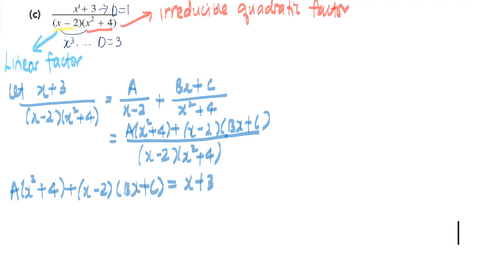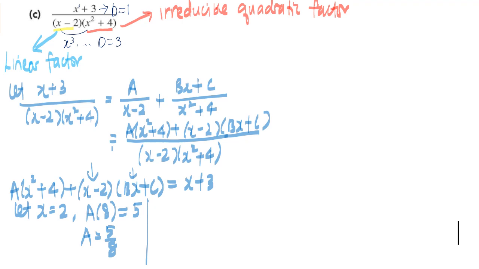Okay, we're going to use the substitution method as usual. I'm going to let x equal to 2, because when I let x equal to 2, I will eliminate b and c, so I can find the value for a. The next step is that I can let x equal to 0, so that b times 0 gives me 0, so I can find the value for c. I've already found the value of a to be 5 over 8, so you can put it into your identity.